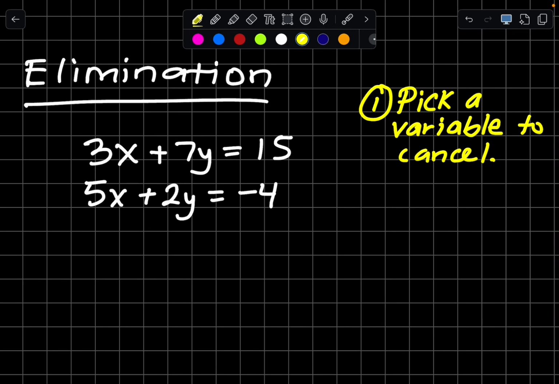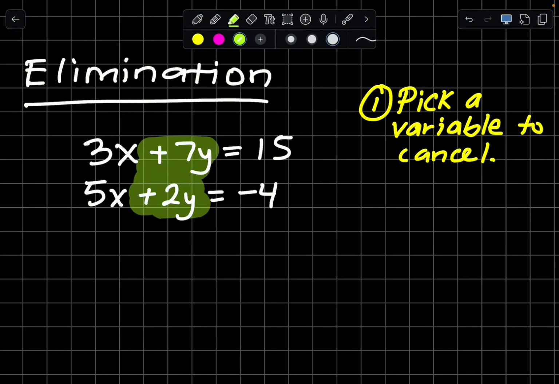Once again, the first step is to pick a variable to cancel. So you can either pick x or you could pick y. I'm going to deviate from the notes here. Which variable would you like to cancel first, x or y? Y. Okay, let's start with y then. If we want to cancel y, then we need for these two to be opposites of each other.